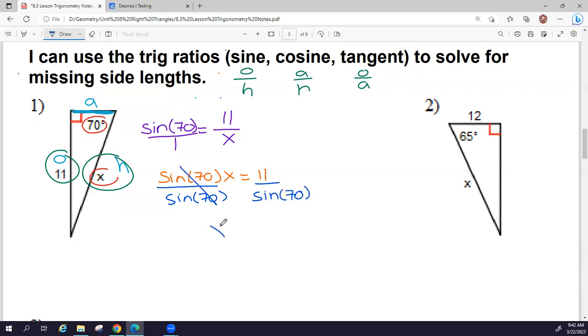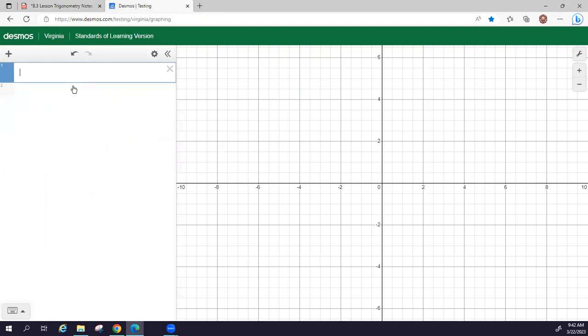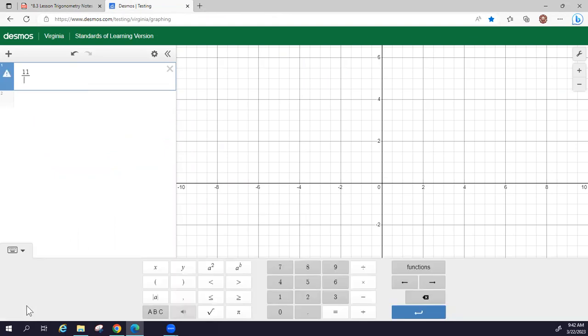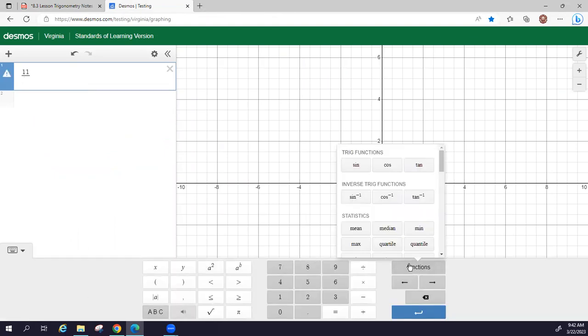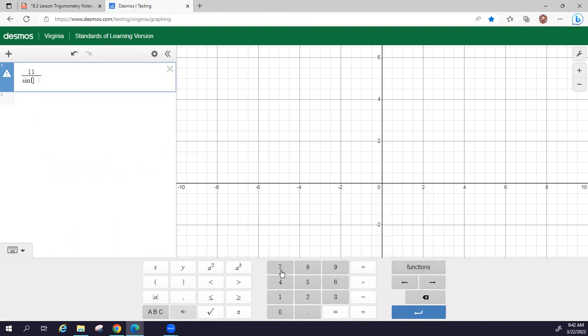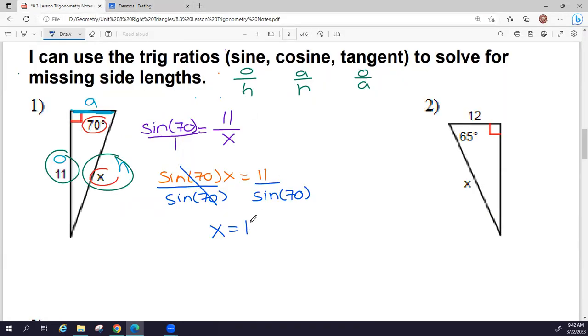Cancels out over here. So x is equal to 11 divided by sine 70. Our calculator has the power to do that. We can do 11 divided by, and then if we go into our keyboard and select functions, you can see under trig functions, sine is an option. And we type 70 in there, and then we get a number. We'll call it 11.7. And that is approximately how long our hypotenuse is.